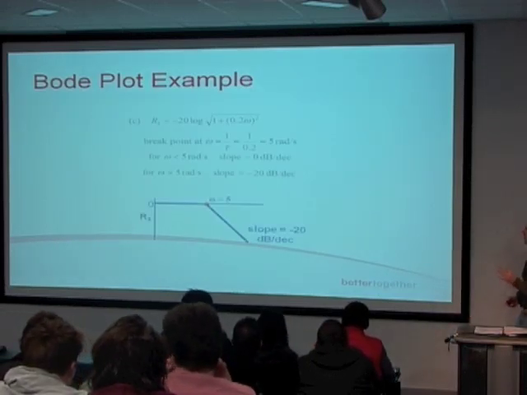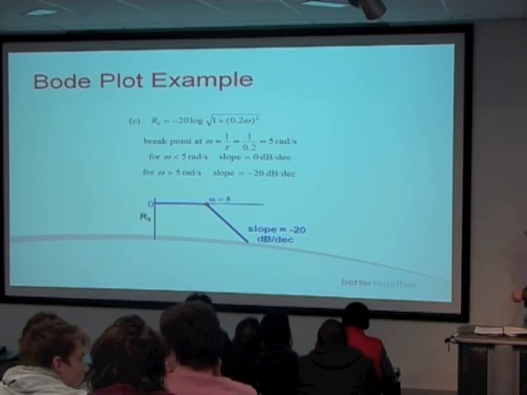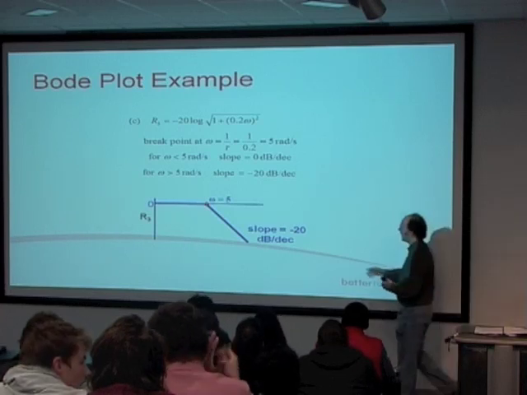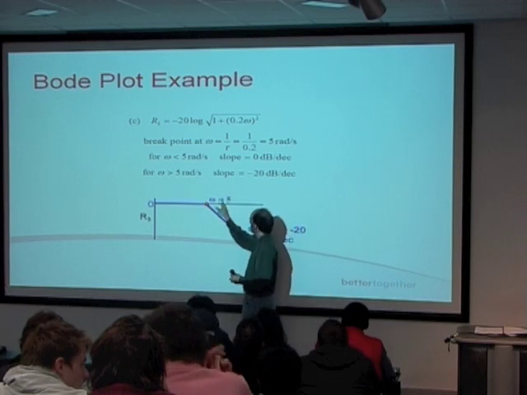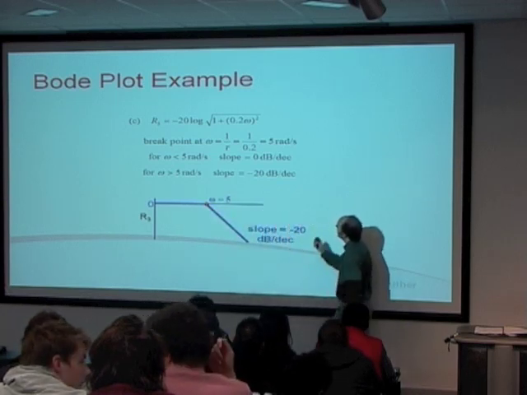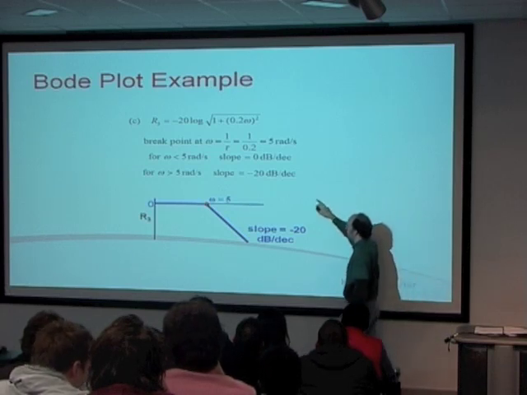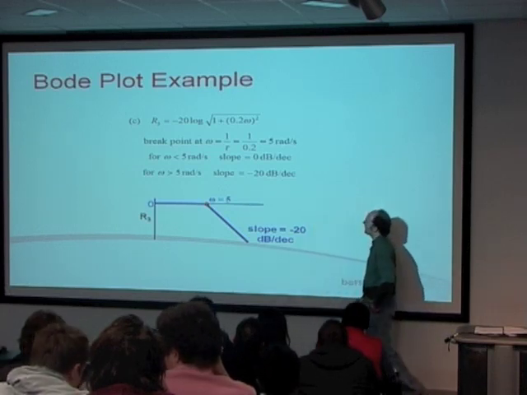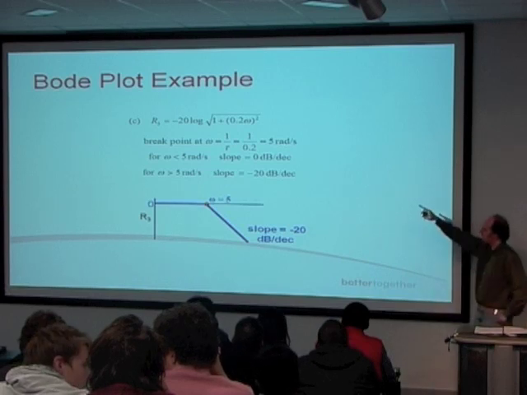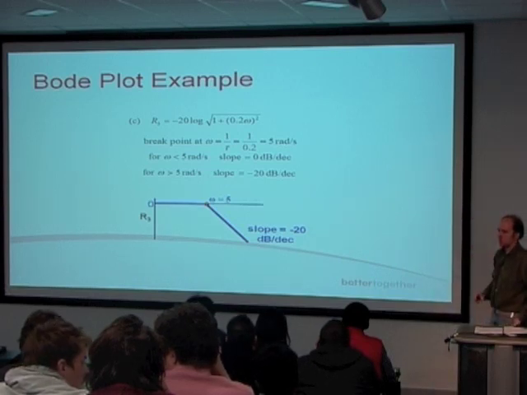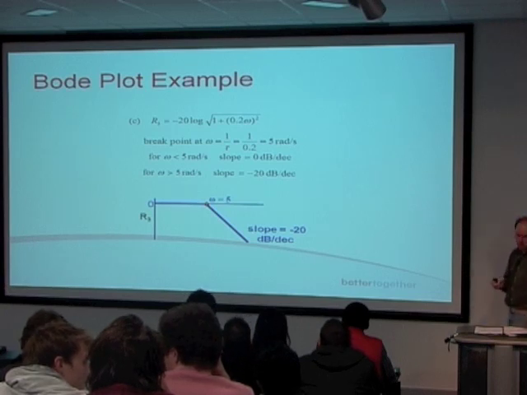We then have our two first-order lags. For one first-order lag, we've got a breakpoint at 5 radians per second. Before 5 radians per second, the slope is 0, and after 5 radians per second, the slope is minus 20 dB per decade. And we know it's 5 radians per second because you can take 1 over the tau, which we saw before, and you end up with 5. 1 over 0.2 is 5.